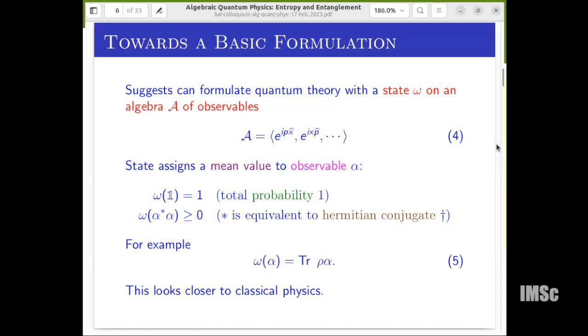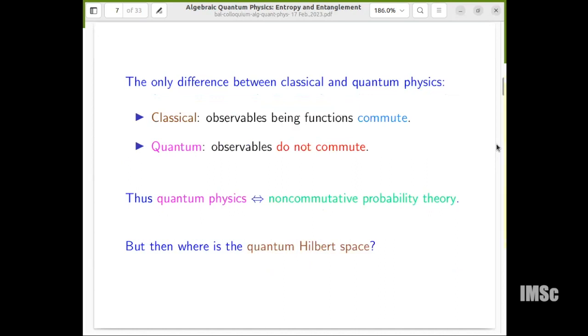Anyway, to me at least, this looks closer to classical physics. In this language, the only difference between classical and quantum physics is that in one case, the algebra of observables commutes, with point-wise multiplication, whereas in quantum theory, they don't commute. This is the only difference. But from this difference come all these problems I told you about, including the problem of the quantum baby. So how do we resolve it?